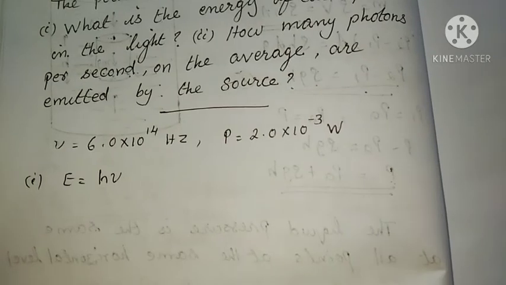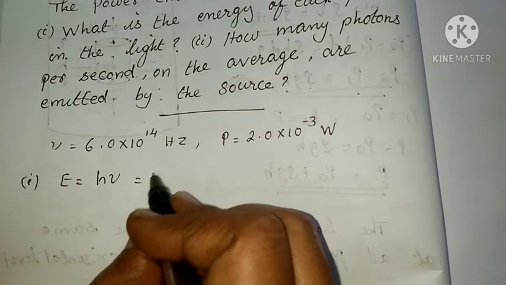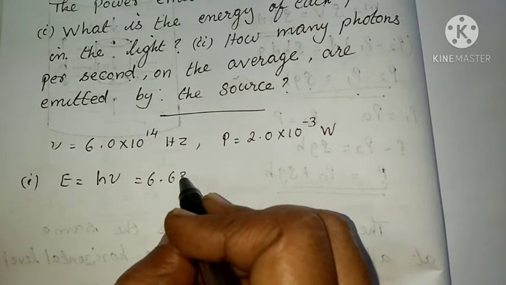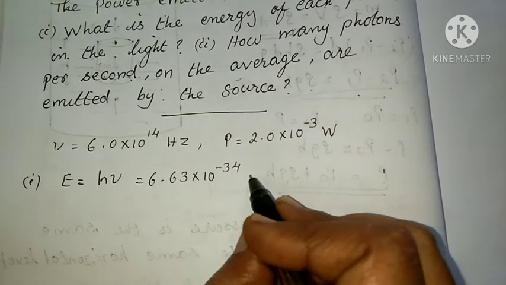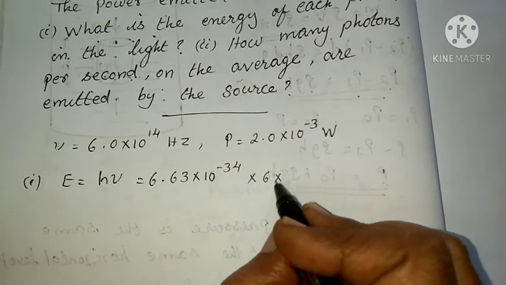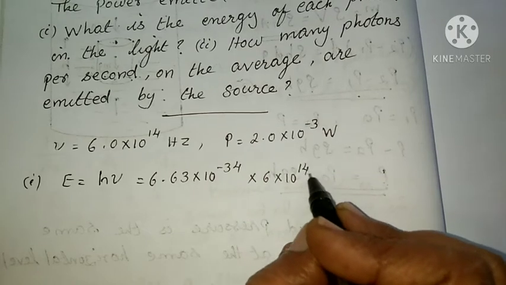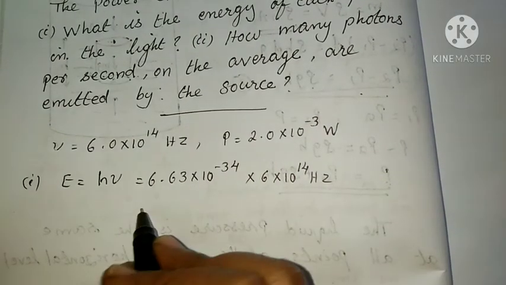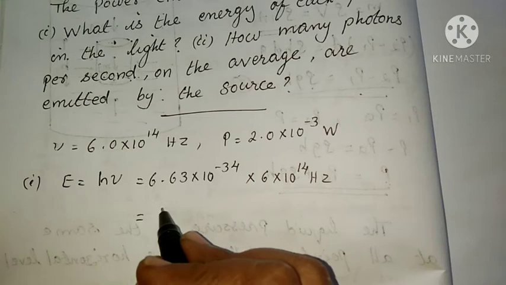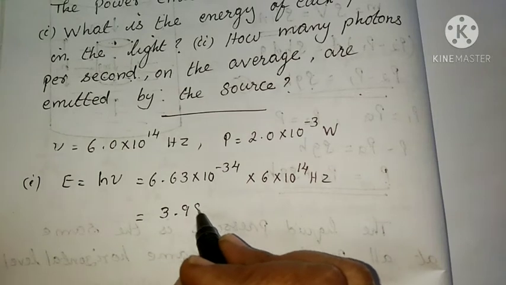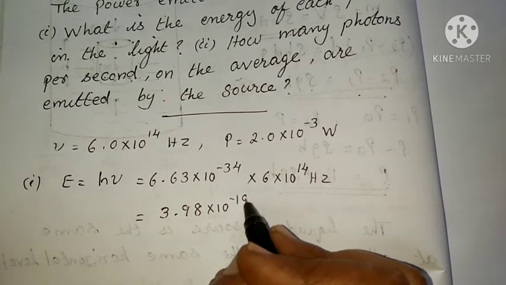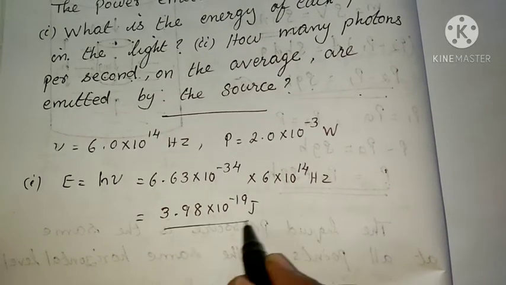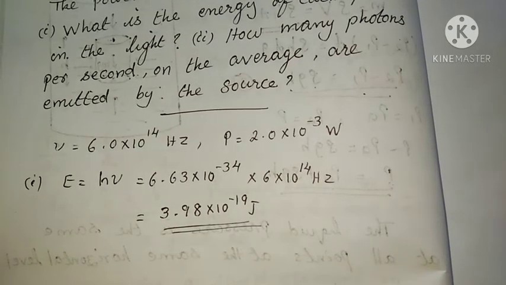So h is the Planck's constant, so you know the value, that is 6.63 into 10 raised to minus 34 into, what is the nu? 6 into 10 raised to 14 Hertz. So by multiplying this, you will get the answer around 3.98 into 10 raised to minus 19 joule. So this is the energy of each photon in the light.